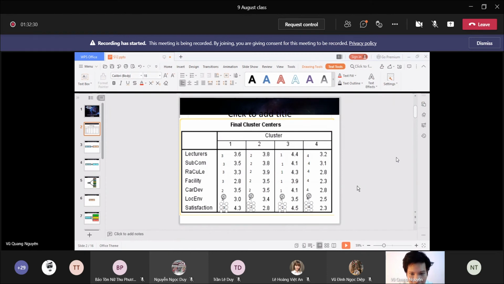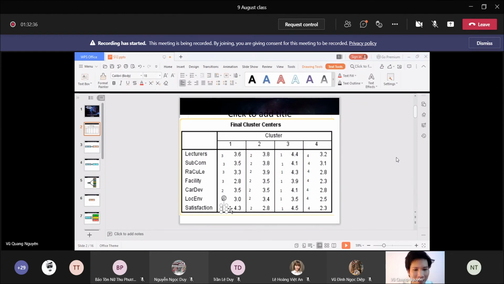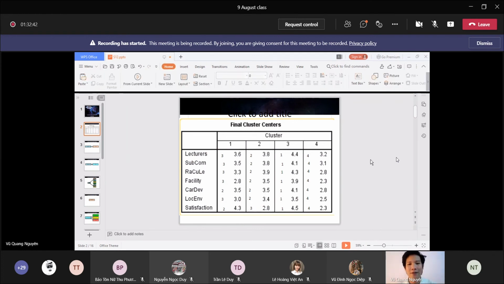Useless, but you must know how to do it. Okay, so that's why I must show you. Here, this one is 2 and this one is 3. It's a little bit different now. With that little difference, you can see how to talk about those 4 clusters.